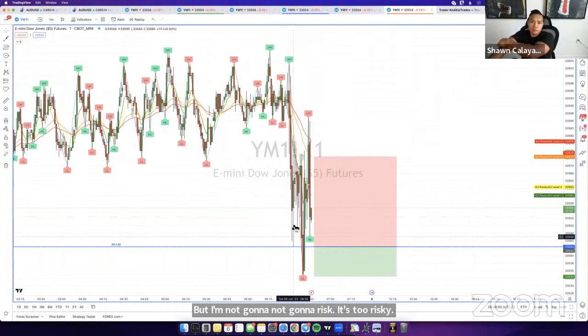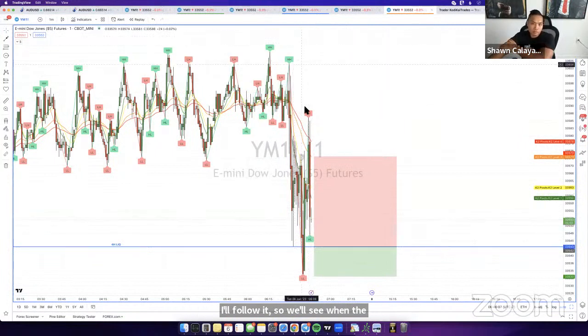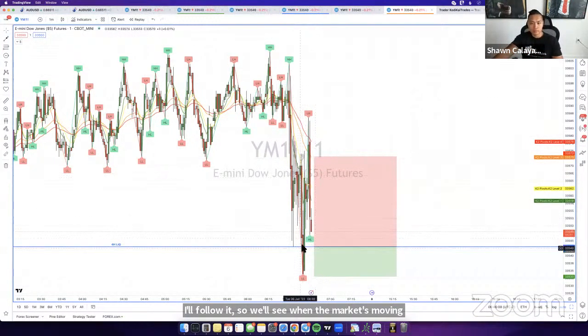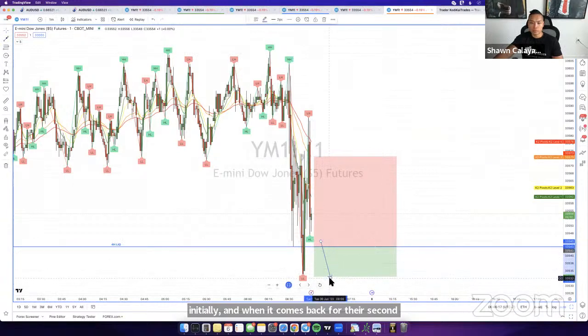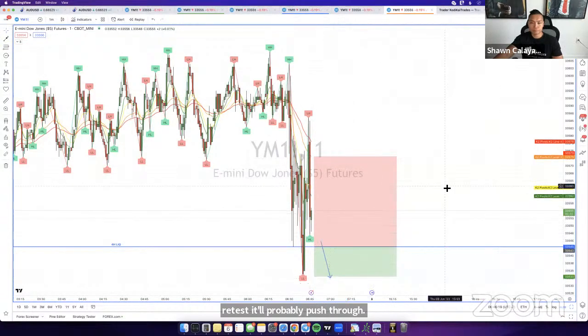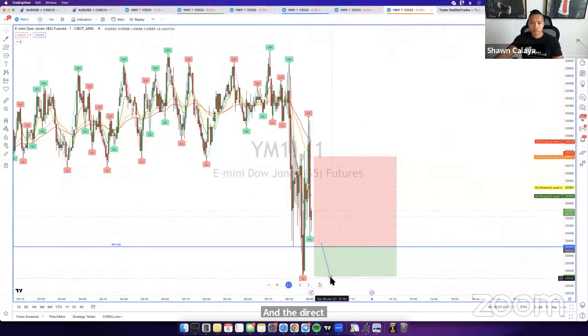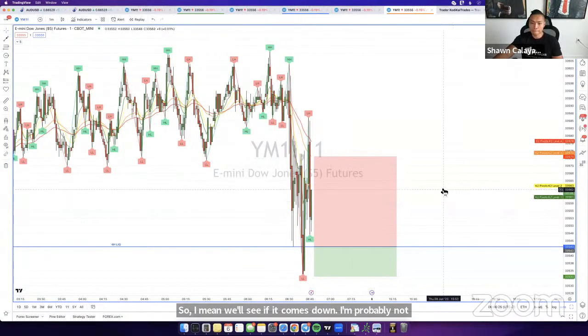When the market's moving sideways and ranging super heavily like this, with a lot of fake outs, it'll usually fake out initially, and when it comes back for the second retest, it'll probably push through in the direction. So we'll see. If it comes down, I'm probably not going to take it, but I'll follow it and see.